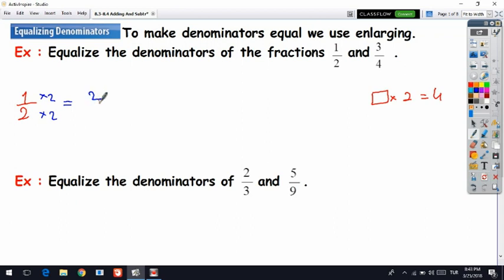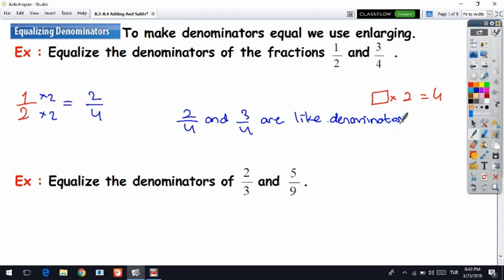1 times 2 is equal to 2. 2 times 2 is equal to 4. So this is the new fraction. We have transformed 1 over 2 to 2 over 4. Now we say that 2 over 4 and the other fraction, 3 over 4, have like denominators.